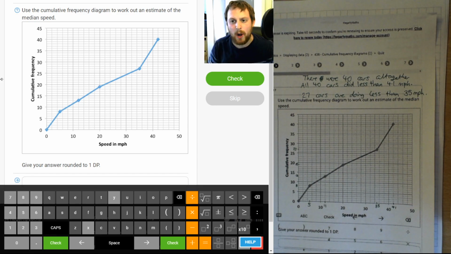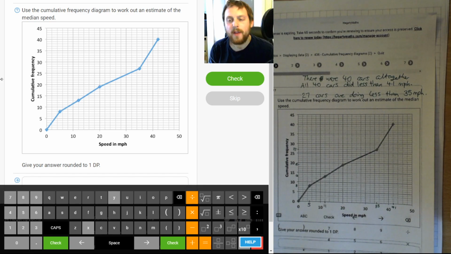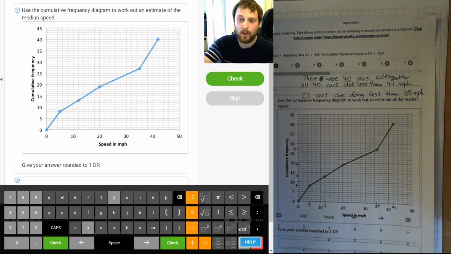And I could keep going like this. I'm not going to because it's going to waste too much time for the video. But I could keep going. So for example, now I could ask how many cars are doing less than 11 miles an hour. So go along to 11, go up, go along, there's 13. 13 cars were recorded doing less than 11 miles per hour.